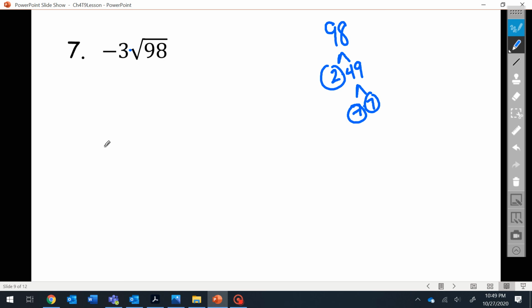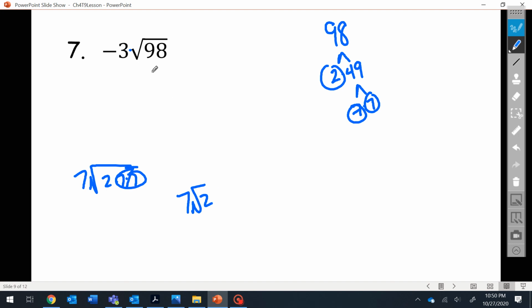So square root of 98 can be written as 2 times 7 times 7. Well, the 2 7's on the inside will make 1 7 on the outside. So square root of 98 is 7 square root of 2.